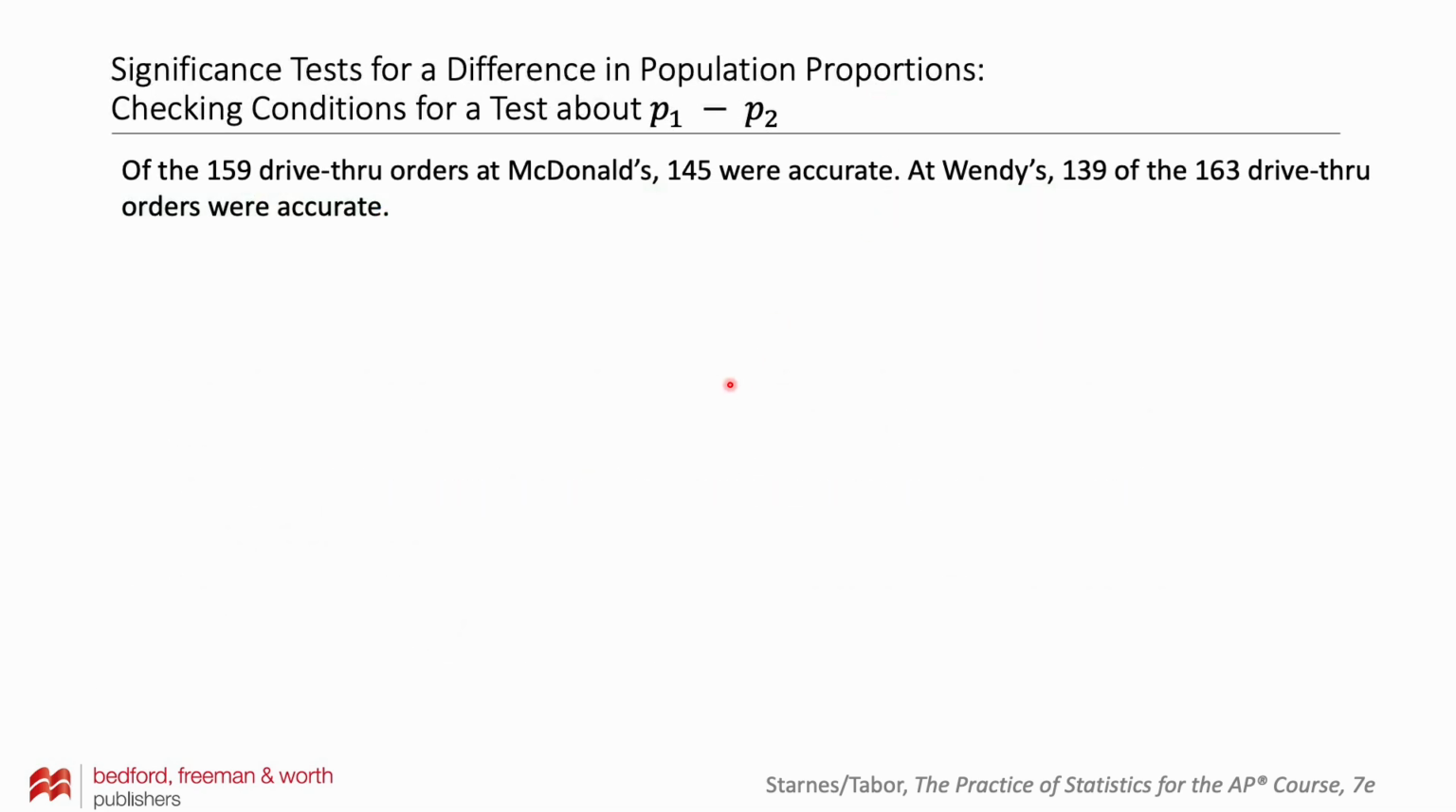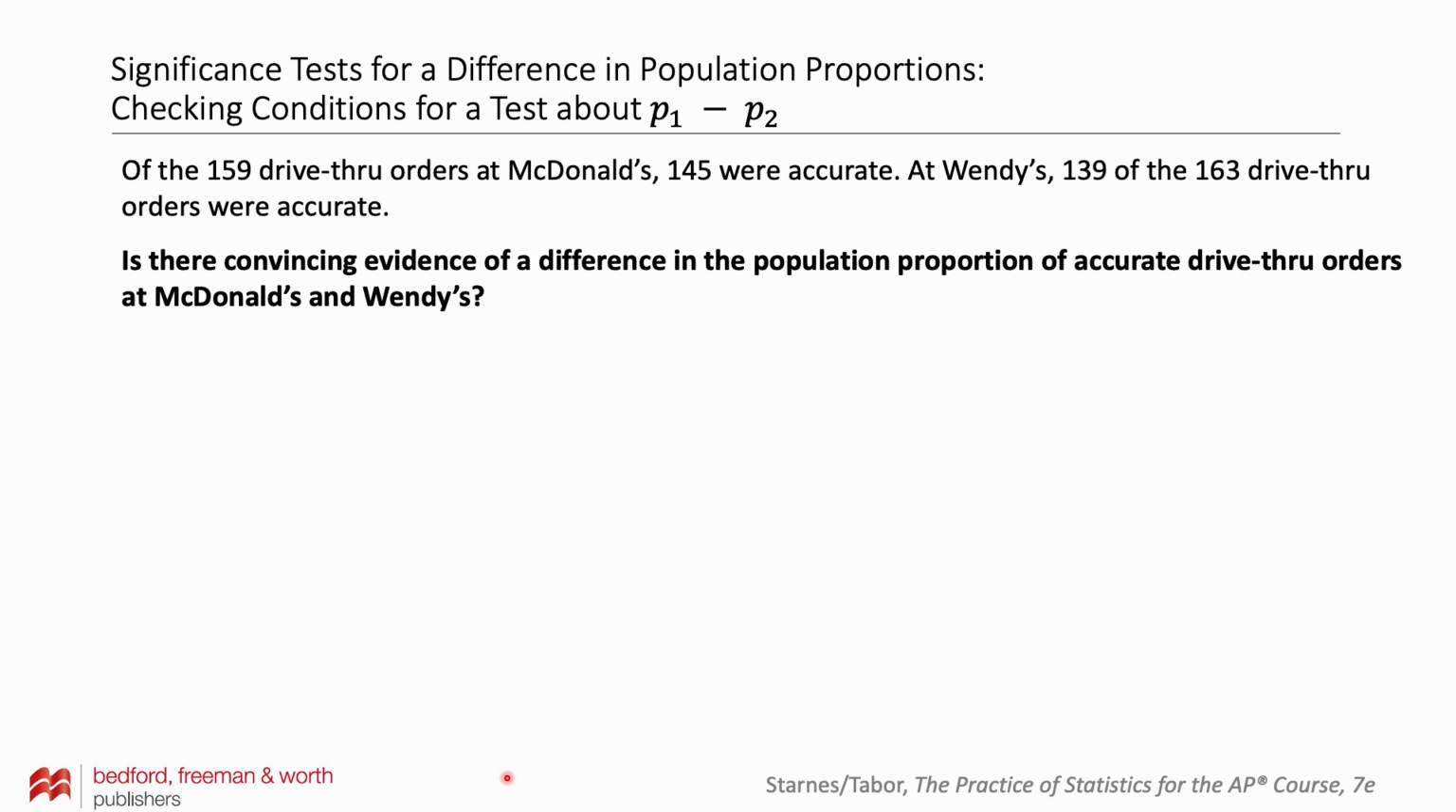So let's look at this problem. We're still working with the McDonald's and Wendy's drive-through orders, but this is the sample they're telling us. They chose 150 drive-through orders, of which 145 were accurate, and that was at McDonald's, and at Wendy's, 139 out of the 163 drive-through orders were accurate. So is there convincing evidence of a difference in the population proportion of accurate drive-through orders at McDonald's and Wendy's?